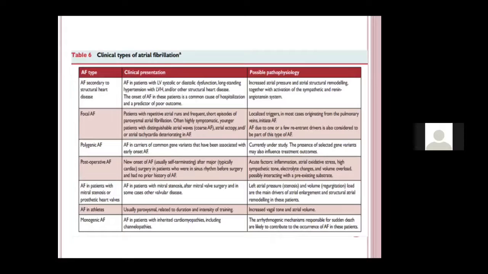It can be secondary to structural heart disease like valvular, ischemic, coronary artery disease, cardiomyopathy, pericardial disease, congenital heart disease, or there can be a focal AF. Then we have polygenic AF, some of the genetic AFs. Post-operative AF is something which is important.